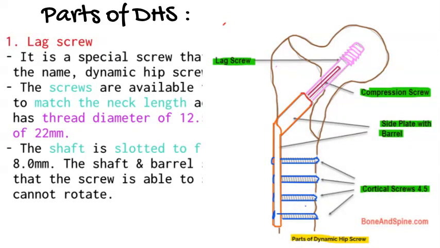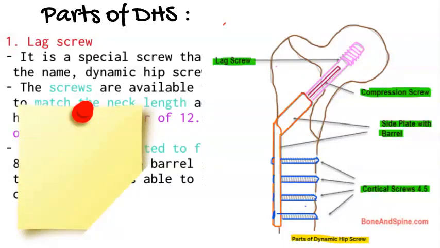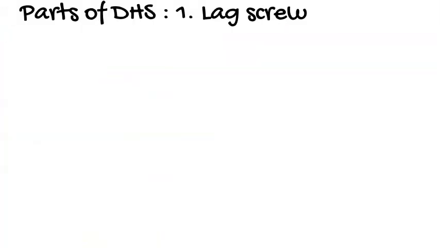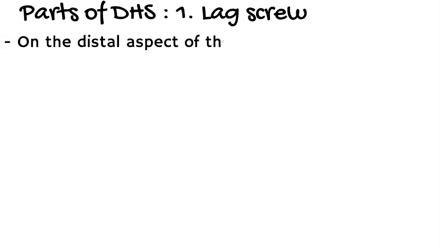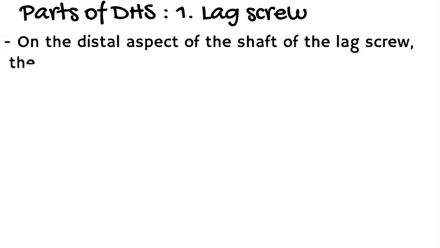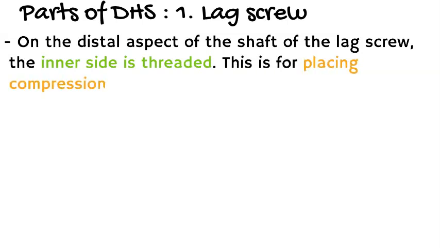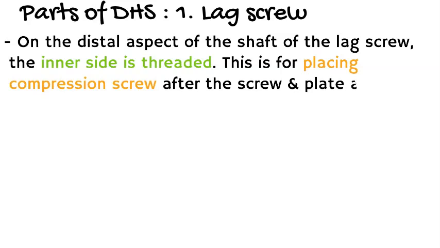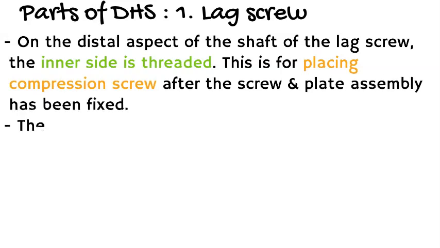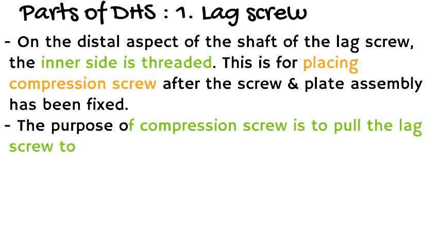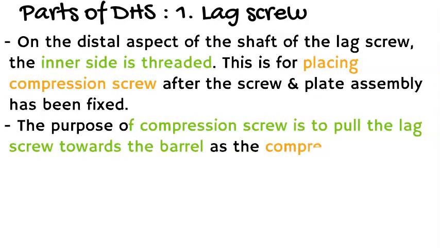Again, this illustration shows the parts of dynamic hip screw. On the distal aspect of the shaft of the leg screw, the inner side is threaded. This is for placing compression screw after the screw and plate assembly has been fixed. The purpose of compression screw is to pull the leg screw towards the barrel as the compression screw is tightened.